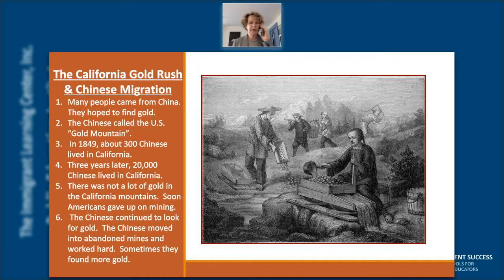And here again, you can see point number 2, the Chinese called the U.S. Gold Mountain. In 1849, there were about 300 Chinese in California. 3 years later, there were 20,000. And almost immediately, before even all the 20,000 got there, there were special taxations and other barriers set up for the Chinese. When the gold mine stopped revealing any more gold, the Chinese moved on to construction sites and other parts and settled into the culture in San Francisco.